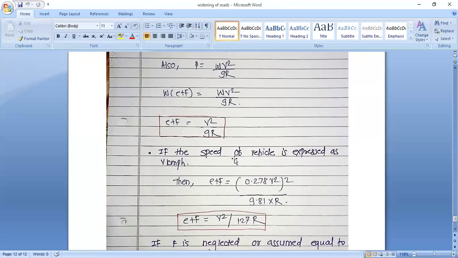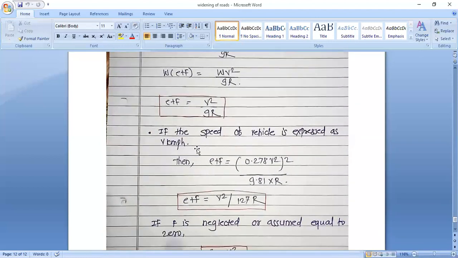Now consider if the speed of vehicle is expressed as V kilometer per hour. The speed of vehicle is V kilometer per hour. Then E plus F is equal to 0.278 V square divided by 9.81 into R. If the speed of vehicle is considered as V kilometer per hour, then the value of V is taken as 0.278 V, and this term also gets squared.